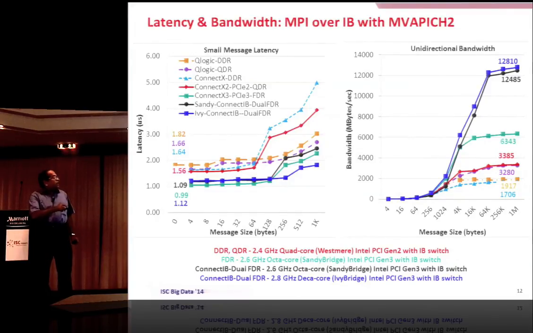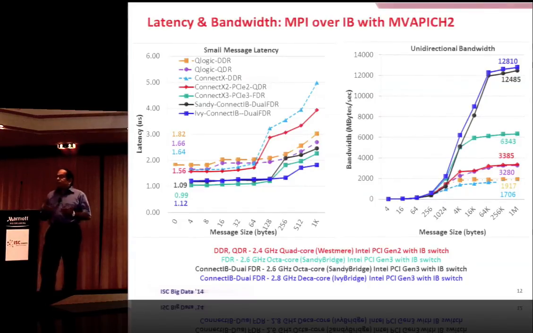And on the right-hand side is the bandwidth. That means the rate at which we can pump data from one node to the other node. So here you will see it's about 12.8 gigabytes per second. If you multiply by 8, it is 100 gigabits. So now with all these commodity networking technologies, you can actually get this kind of performance.